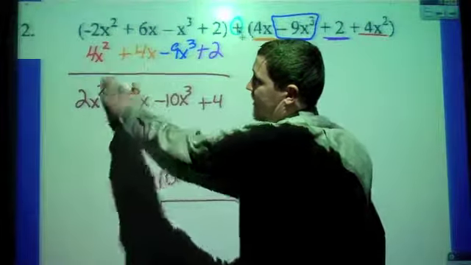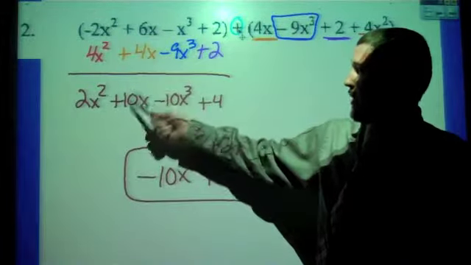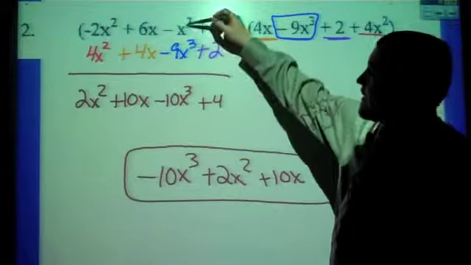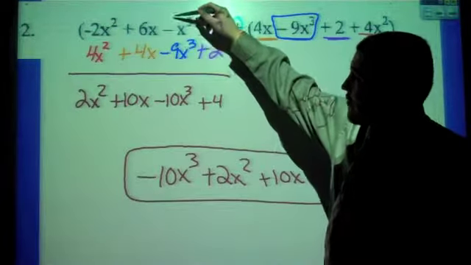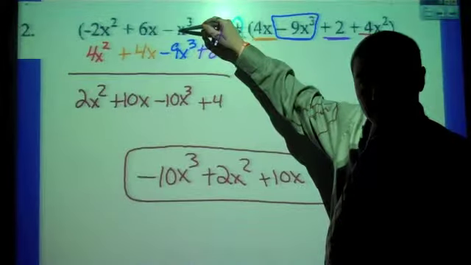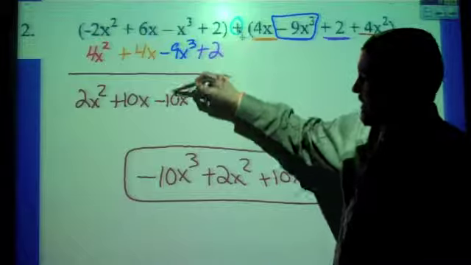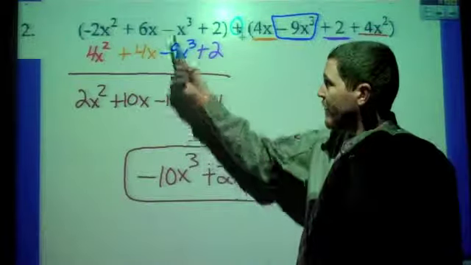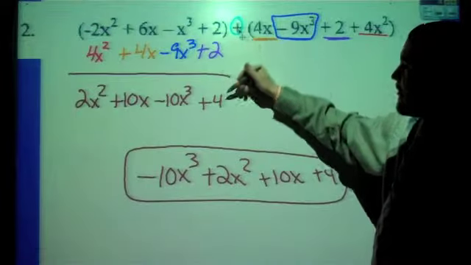Negative 2x to the second plus 4x to the second gives us 2x to the second. 6x plus 4x is 10x. Then negative x to the third plus negative 9x to the third. You have to remember that there's a 1 in front of this x to the third. So this is really negative 1 plus negative 9, which gives us negative 10x to the third. Don't forget about the 1 that goes right there in front of the x. Then 2 plus 2 is 4.